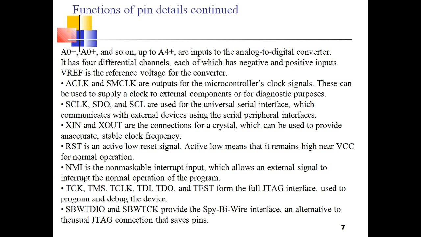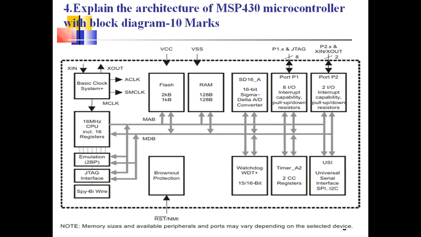Next, we will look at the different pins related to programming and debugging. TCK, TMS, TCLK, TDI, TDO and TEST are for the full JTAG interface, used to program and debug the devices. Next one, SBWTDIO and SBWTCK, which provide the Spy-Bi-Wire interface, an alternative to the usual JTAG connections that saves pins.